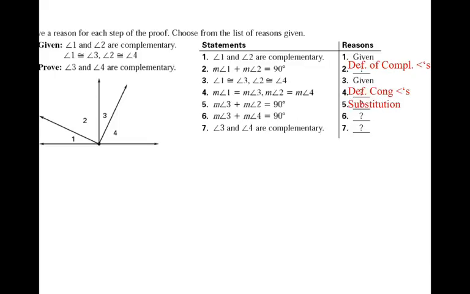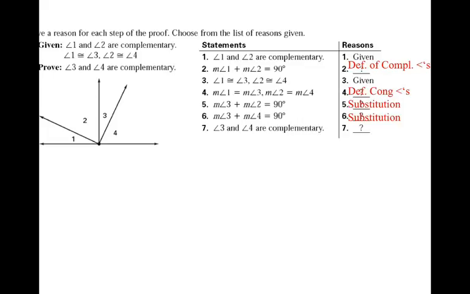And then same thing to go from step 5 to step 6, you basically change the 2 to a 4. And how can you do that? Well, back in step 4, you said they were equal to each other, so you can plug in one for the other. Again, that's called substitution.